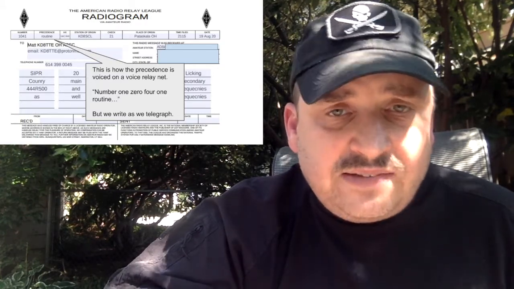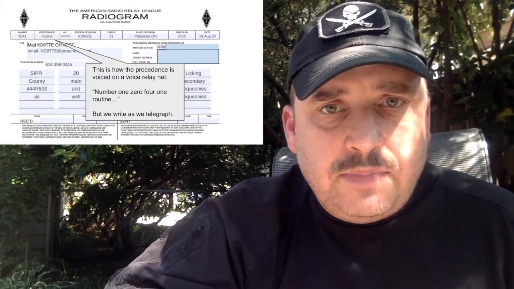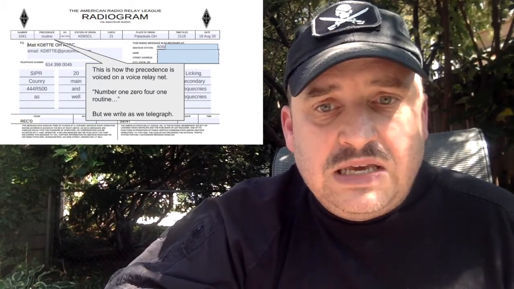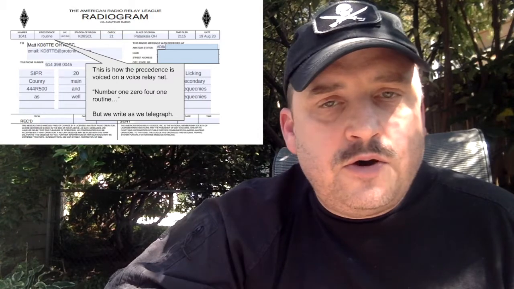So when we have our precedence, which comes right after the number, this is written out routine. And that's how we voice it when we're talking about radio relay on voice nets. The way that we will voice this message begins with number 1041 routine. And so that's the way that it's written here.